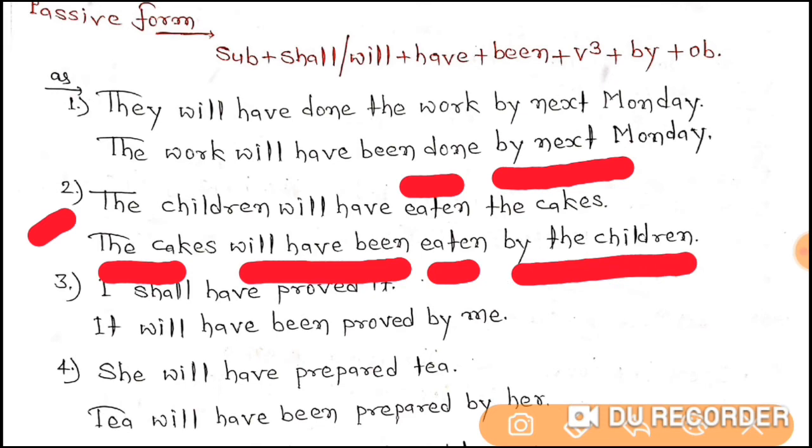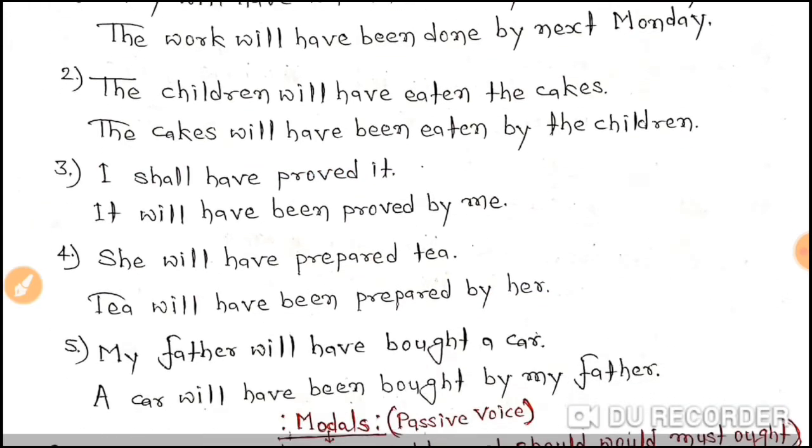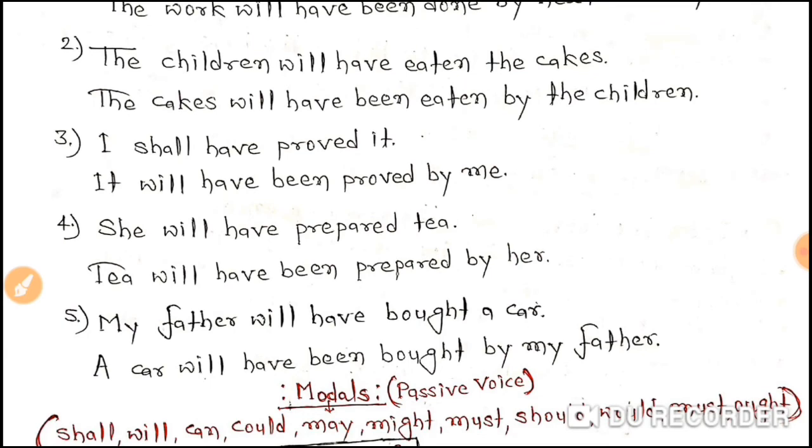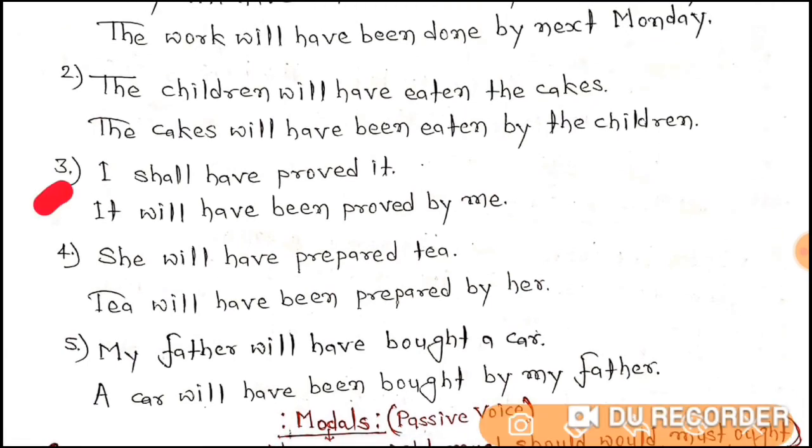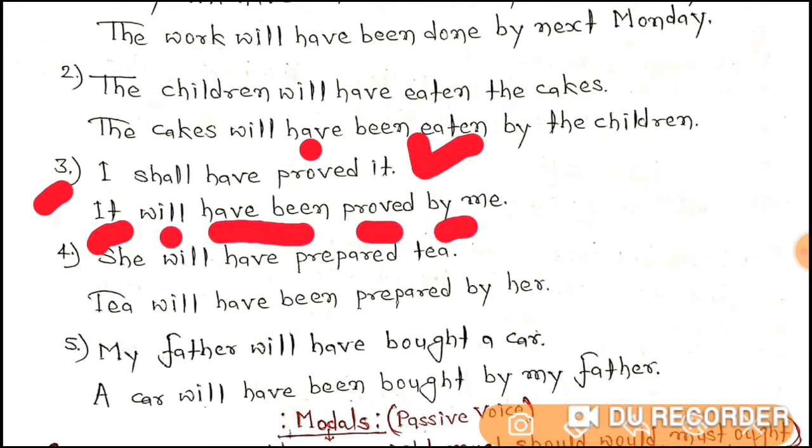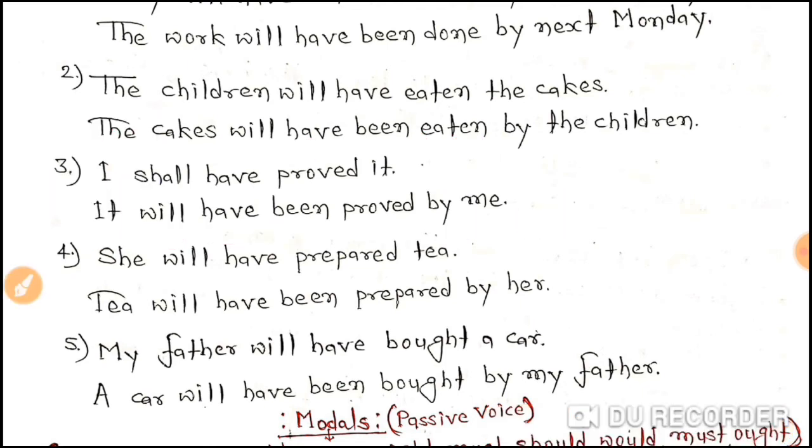So this is your passive sentence. Now let's understand the third example. The third example is: I shall have proved it. So proved what? It. So it then will have been, then V3 proved by, and at last I has become what? Me. Clear, students? Now the fourth example is: she will have prepared tea.